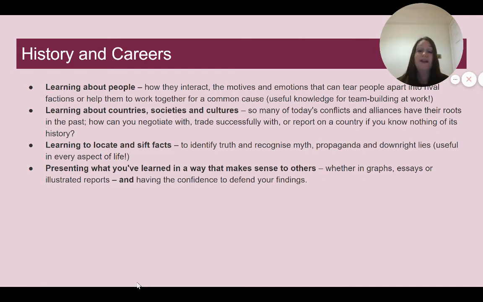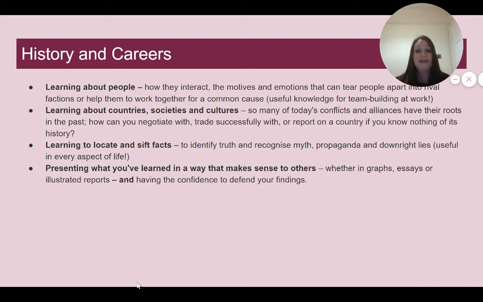Obviously, it's useful for learning about countries, societies, and cultures. We're going to look at two very, very different periods of history. We're going to have a look at how some of the conflicts and situations that we face in the world today have come from some of those historical situations, and how things that haven't been particularly well dealt with in the past might have repercussions for us in today's society, for example.